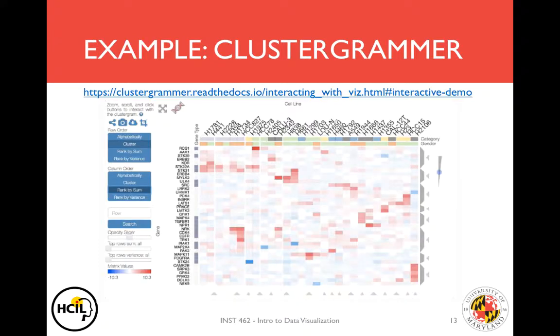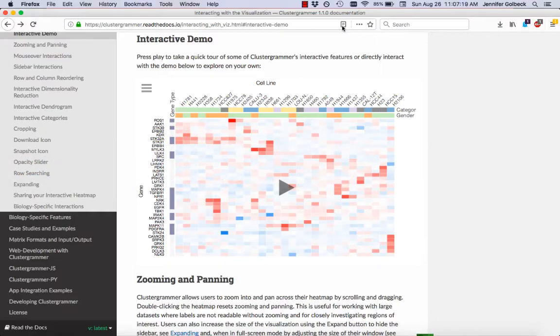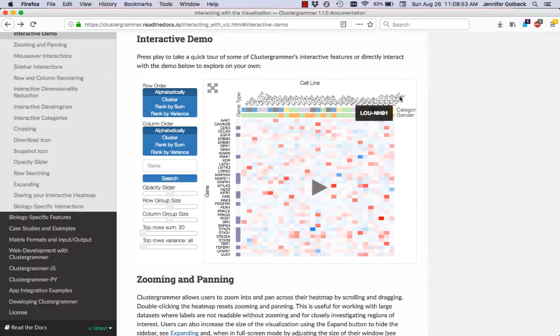An example to show that at work is this tool called Clustergrammer. I have a link here so you can try it out. But if we flip over to that, what we're looking at here is an interactive demo. Across the top on the x-axis we have different cell lines, and if we mouse over them we get a little tooltip. On the y-axis we have different genes, so we're looking at cell lines and genes.